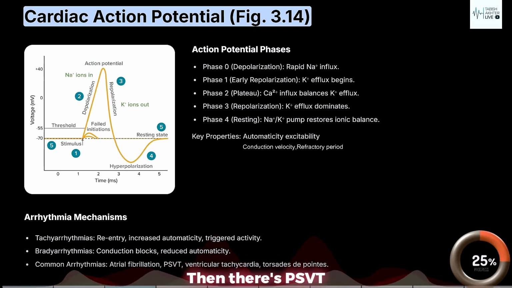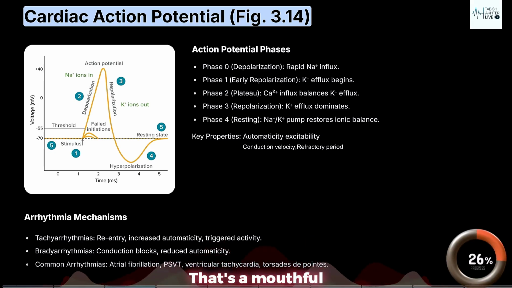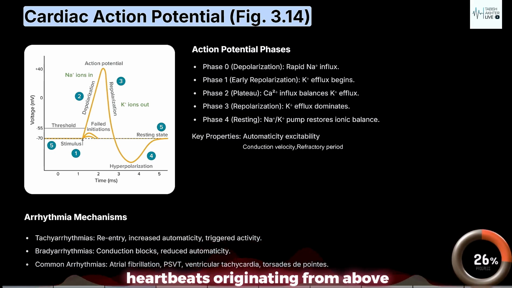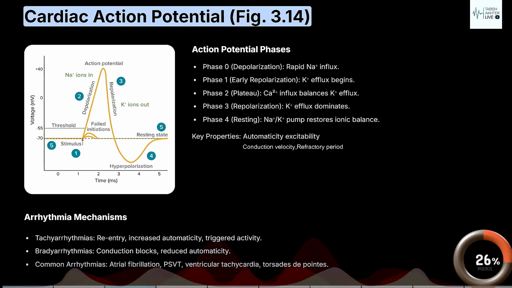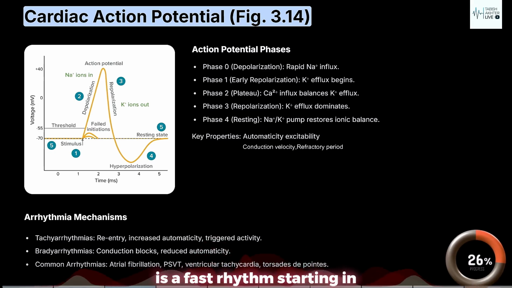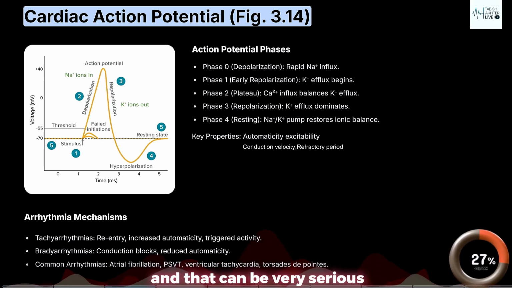Then there's PSVT, or paroxysmal supraventricular tachycardia. That's a mouthful. It is. It's like a sudden burst of rapid heartbeats originating from above the ventricles. Comes and goes. Okay. Ventricular tachycardia, or VT, is a fast rhythm starting in the lower chambers, the ventricles, and that can be very serious.